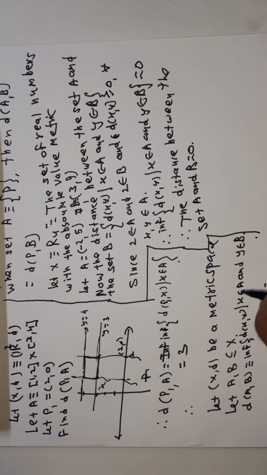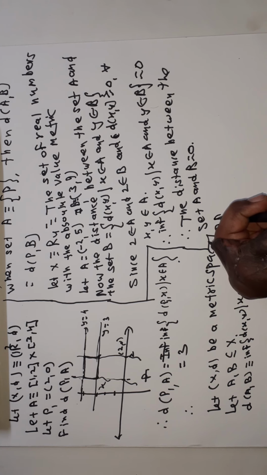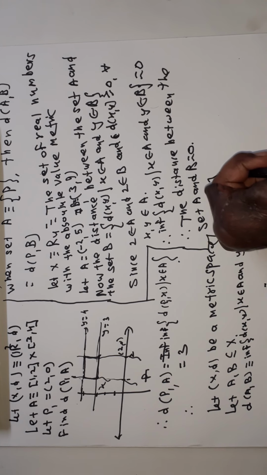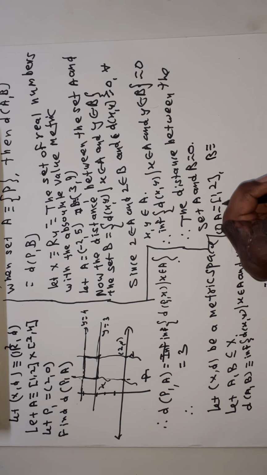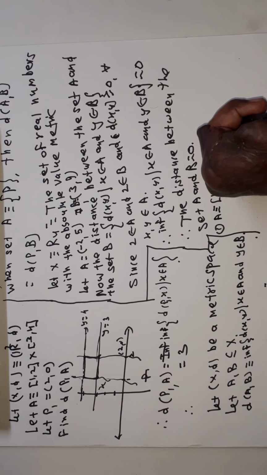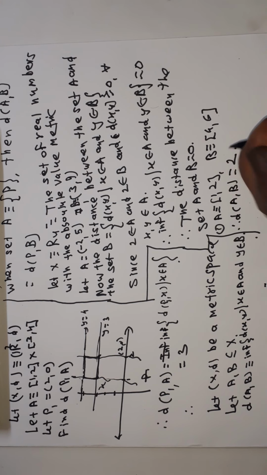Now let A be the closed interval [1, 2], and B be the closed interval [4, 6]. Then the distance between A and B is equal to 2. You can verify that the distance between A and B is equal to 2.